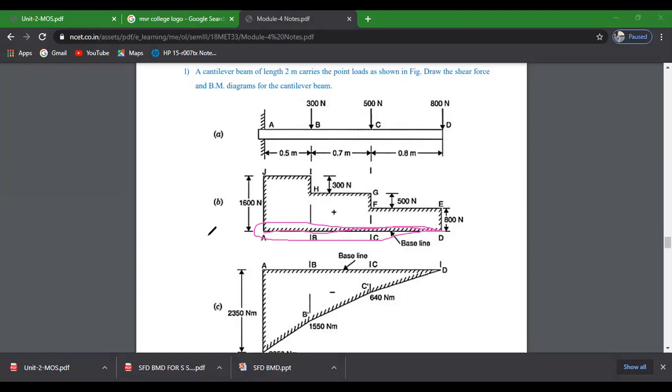Okay, at the point B, again the 300 newtons will be added. So the previous 1300 newtons we have, and subsequently 1300 plus 300, 1600 newtons will be there. The entire 1600 newtons will be constant up to the fixed end, in the sense of the cantilever beam. Okay, this is how we draw.